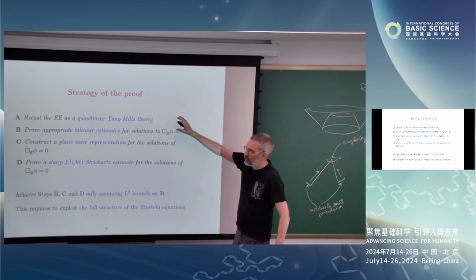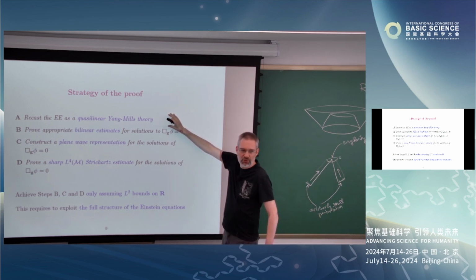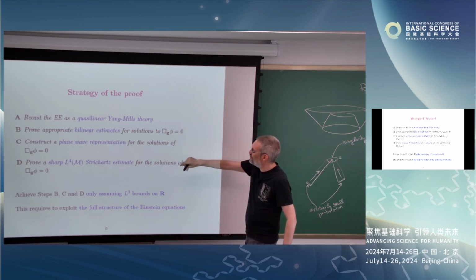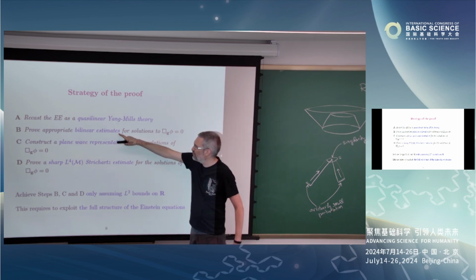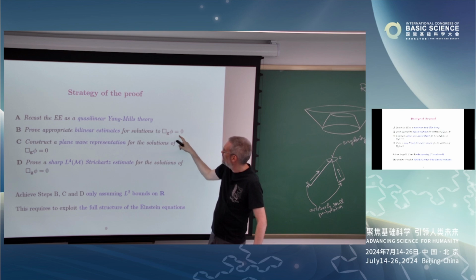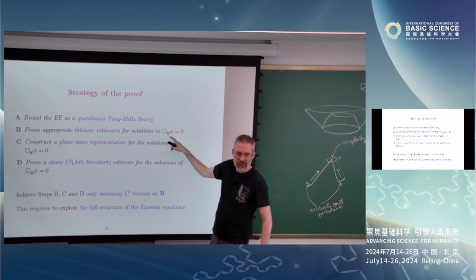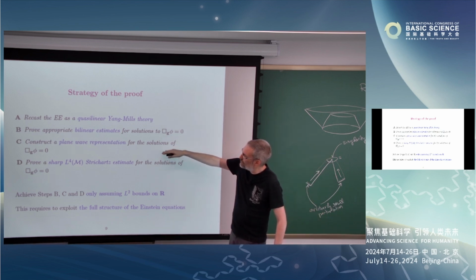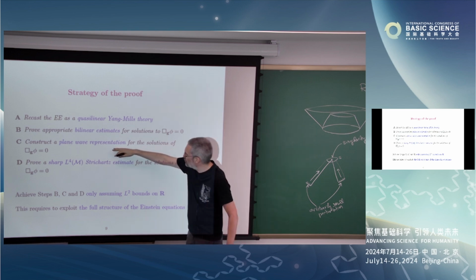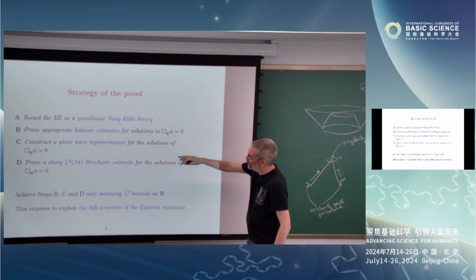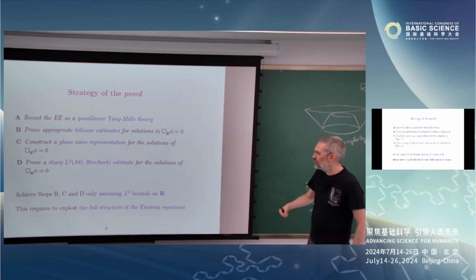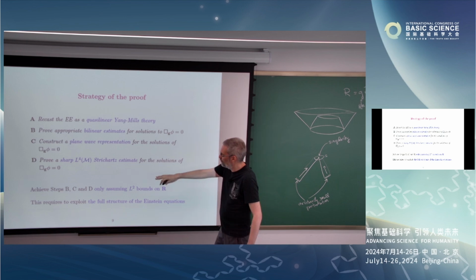Okay, so this step is about uncovering this null structure, and then you need to exploit this structure. And the way you exploit this structure is by proving bilinear estimates. And here the difference with the usual semilinear proofs is that you have to prove bilinear estimates not on the flat spacetime, but for solutions of the wave equation on a curved background. Okay, and then to prove these bilinear estimates, the next step is precisely to prove a representation formula for the wave equation. So this is constructing a plane wave representation for solutions of the wave equation on your curved background. And finally, you want to prove sharp L4 Strichartz estimates in addition to the bilinear estimates, again for solutions of the wave equation on the curved background.